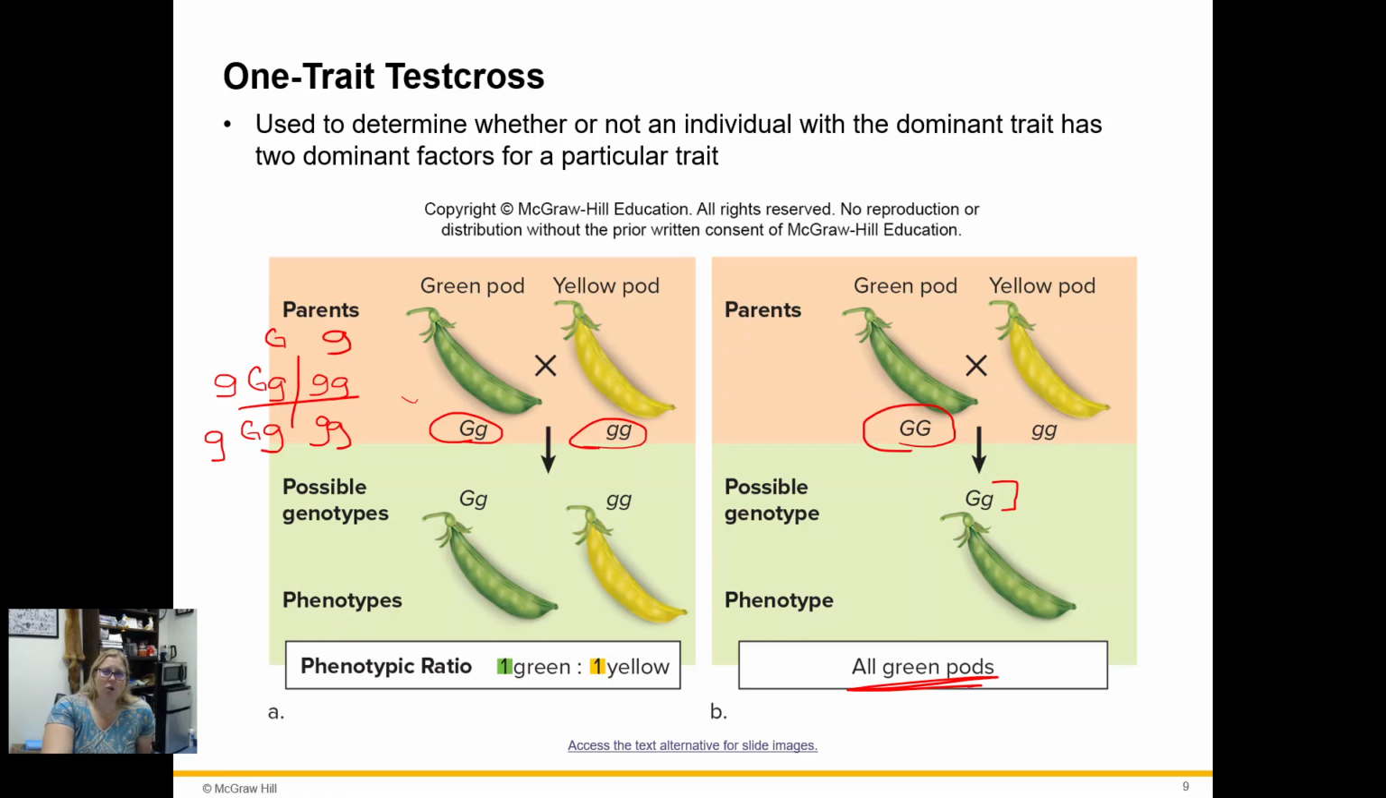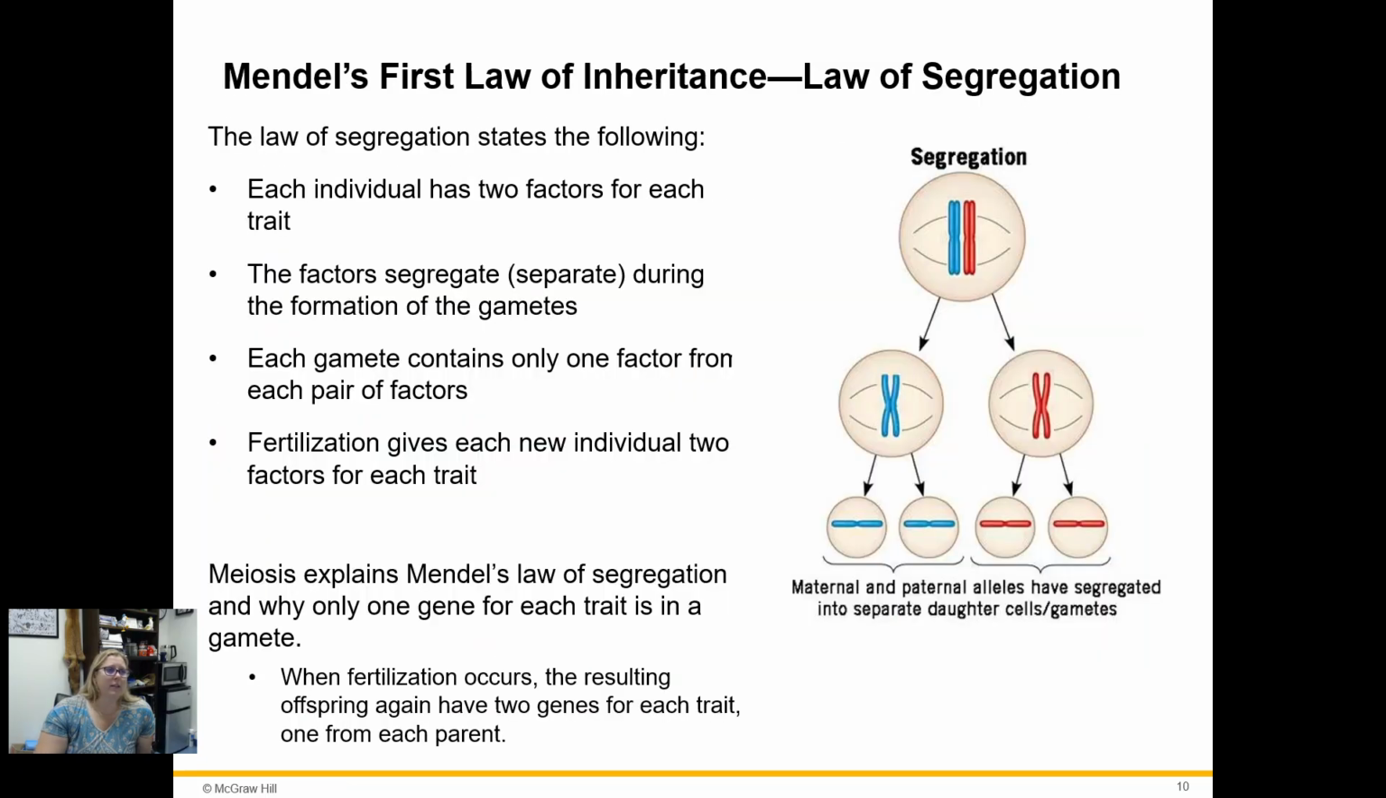Doing these first crosses here allowed Mendel to determine his first law. Mendel's first law is the law of inheritance. The law of segregation. The law of segregation explains meiosis before we knew what meiosis was. And meiosis just further supported Mendel's law of segregation.